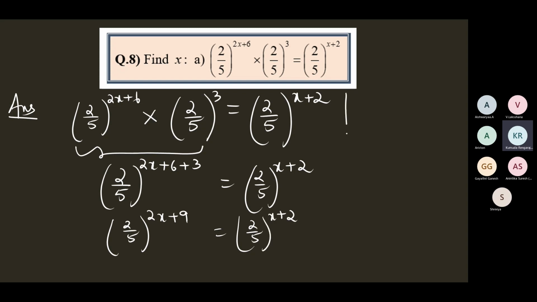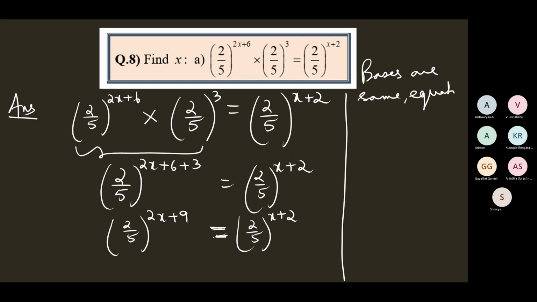Now you see that the LHS and RHS are completely simplified. LHS is 2 by 5 the whole power 2x plus 9. RHS is 2 by 5 to the power x plus 2. RHS was already simplified, and now we've simplified the LHS. Now use the rule. Bases are same on both the sides, equating the powers. We get 2x plus 9 is equal to x plus 2.